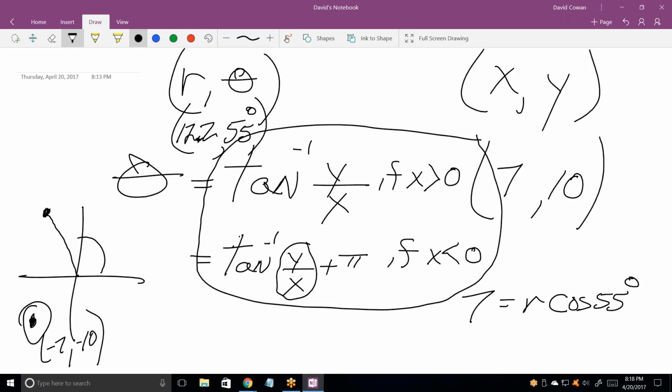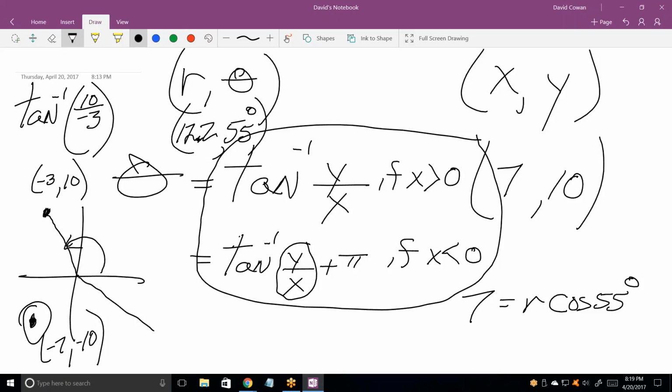That's your angle, and that point is minus 3 comma 10. So I would be taking the inverse tan of 10 over minus 3. What kind of answer is that going to give you? Oh, a negative answer. Negative angle. It's a first quadrant negative angle, right? Yeah. It's going to give you an answer in that fourth quadrant.